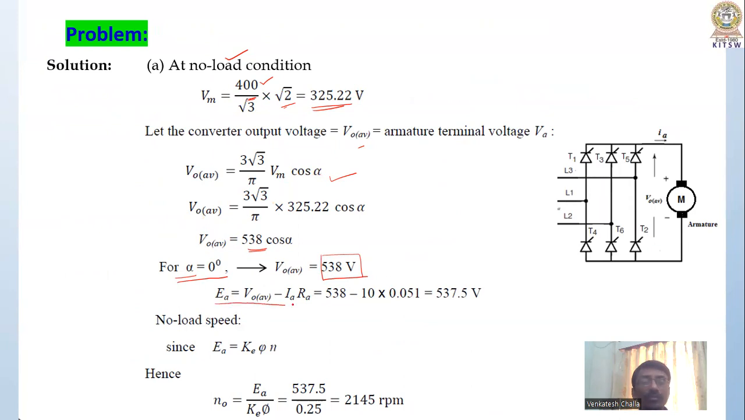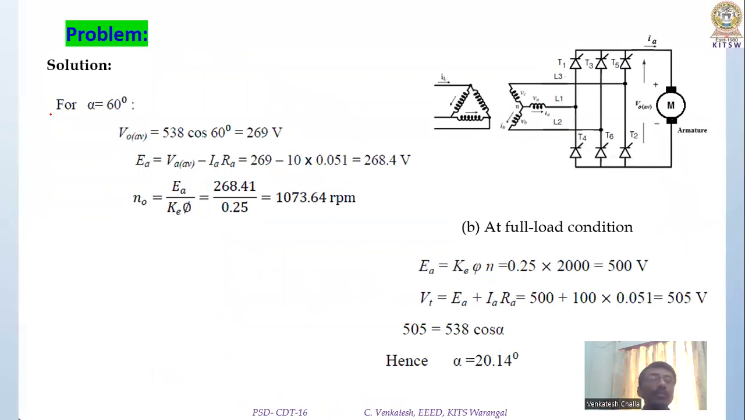From this, we can find out the back EMF, V average minus IA RA, that comes to 537.5 volts. No load speed can be found as N naught is equal to what? EA by KE, and that is 2145 RPM. For alpha equal to 60 degrees, now the VA average will become 269 volts. From that, we can find out back EMF 268.4 volts, and then the speed now will be 1073.64 RPM. By doing EA divided by KE, we will get this speed.